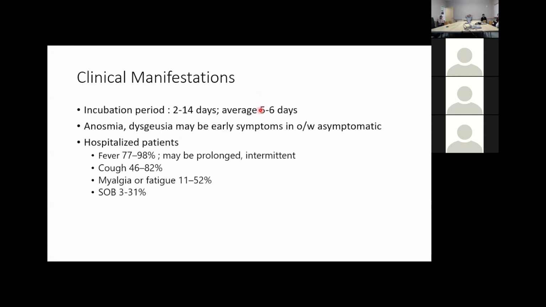So most of our data on the clinical manifestations comes from hospitalized patients in China, because these are the ones that were reported early on. So fever is extremely common. It can be prolonged and it can be intermittent. A cough is also very common, up to 80%. And then myalgia or fatigue were lumped together in this study, and then shortness of breath in up to a third. But remember, these are mainly from studies of hospitalized patients.